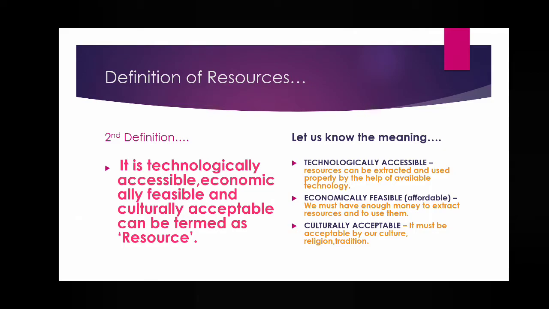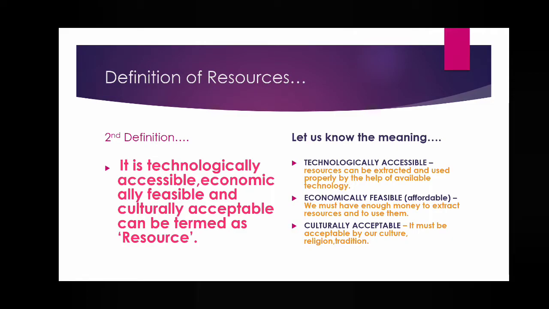Clear? So again I am telling, so what is the meaning of technologically accessible? That means that whatever the technology you have, if you can extract anything from the nature storehouse with the help of this available technology, and also if you can use this thing as a resource, then it is called as technologically accessible. Second number is economically feasible. What is the meaning of this? That means the affordability. If you can afford it with the help of your money, then it is called as resource. If you cannot afford it, you cannot use it, then it cannot be called as resource. Understand? And third number is what? Culturally acceptable. That means whatever the thing you are going to use, if your culture does not permit to use, then you cannot use it, and when you cannot use it, then this thing will not be called as a resource. Understand? So three things are there.